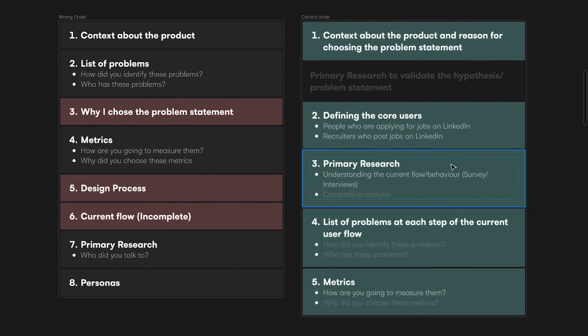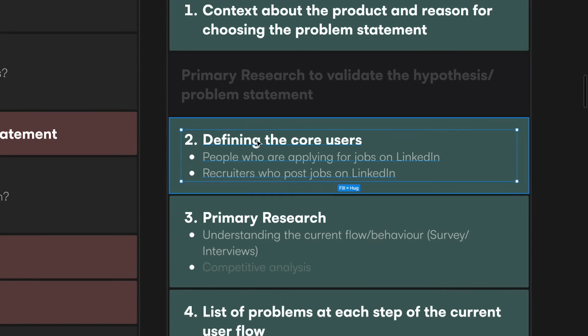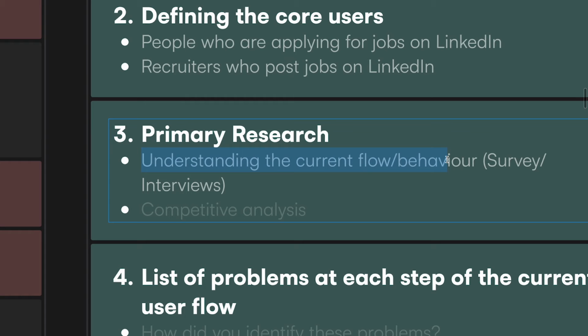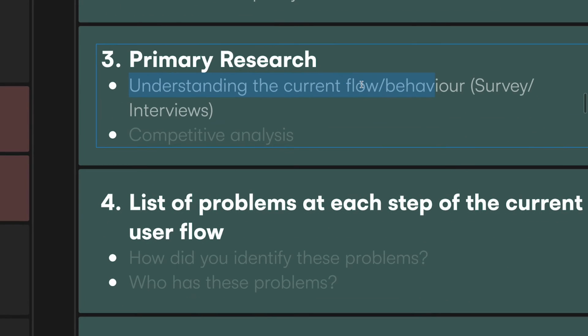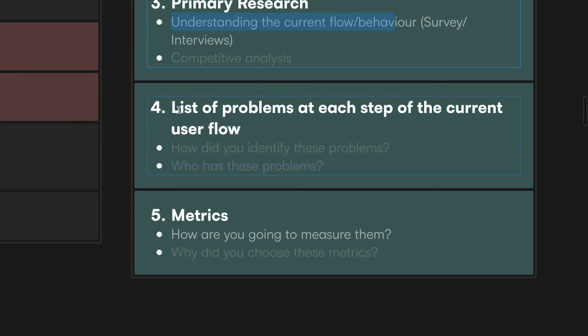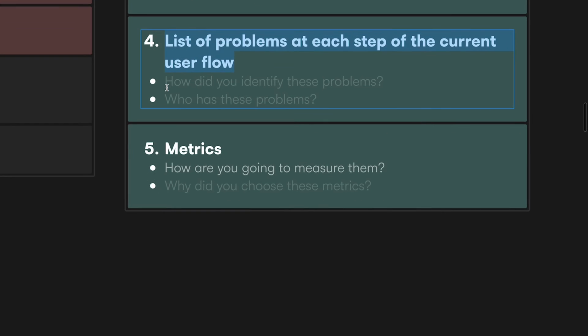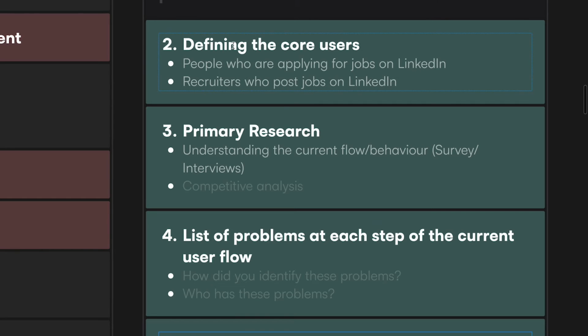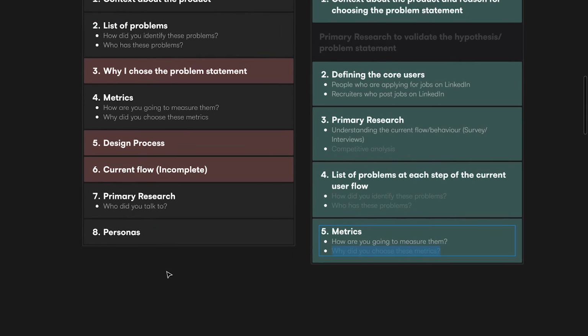So if I come back to Figma, right? You first define the core users and then you do the primary research to understand the current flow. This is the first thing that has to be done. And then you take the current flow and look at each step and understand what are the problems that are there at each step of the current user flow. Now, there may or may not be problems at every step, right? But at which step are there problems and what are the problems at that step, and try to go a lot deeper into that, okay? And then for each of those problems, you then identify what are the metrics that you're going to pick. So when you do this connection and when you tell a story like this, that's when I'm going to understand it, right? This is the wrong order, right?